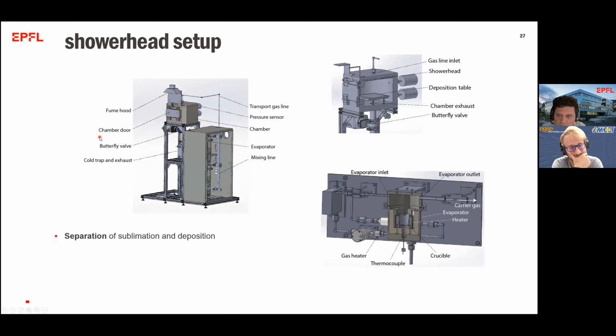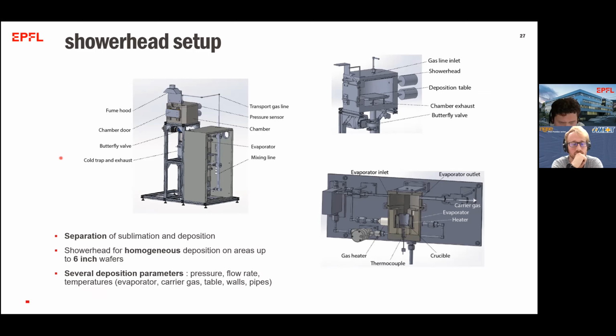The nice thing about that is that we can nicely separate the sublimation and the deposition of the organohalides. So we don't worry so much about the inconsistent pressure close to the evaporator. We have a relatively big showerhead system, so we can go into industrially relevant sizes of M6 wafers or 6-inch wafers. And we have quite a lot of control. So we can control the pressure, the flow rates, the temperatures of the different parts: the tubing, the heater, the walls of the chamber, and even where the sample sits, and quite a few more.